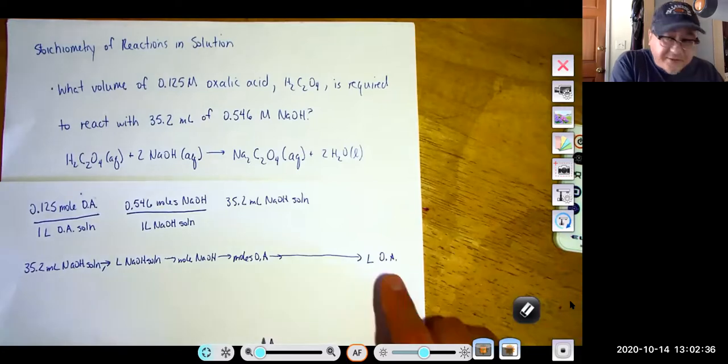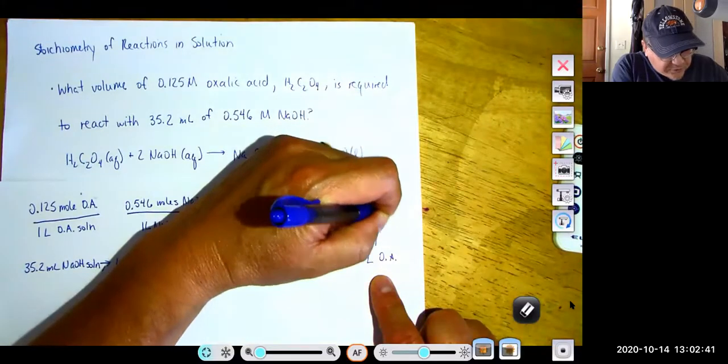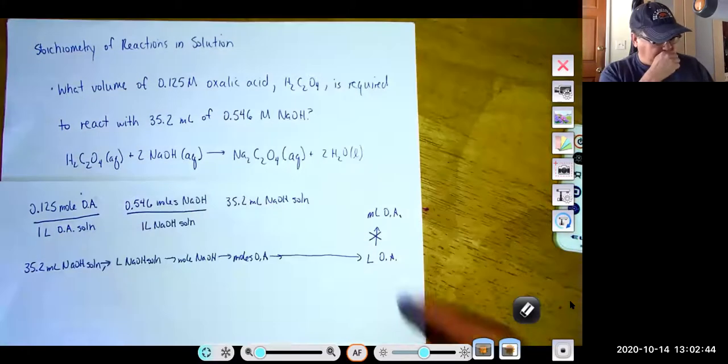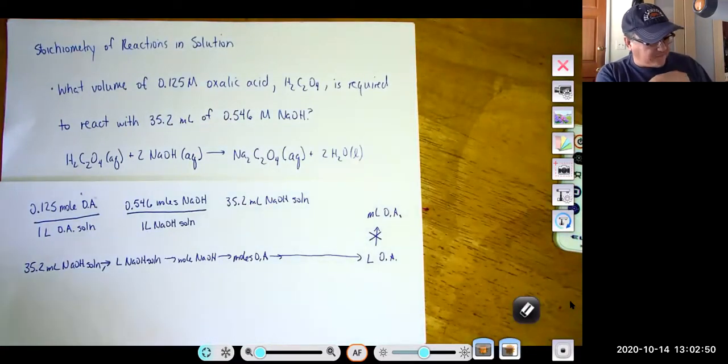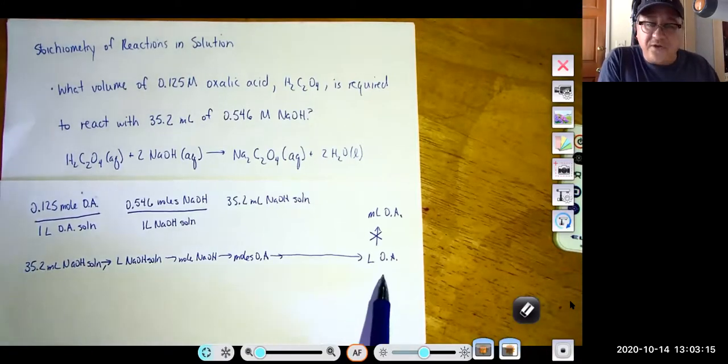Now, notice here I left this as liters of oxalic acid, and I did not bother converting this to milliliters of oxalic acid. The reason I didn't do that is because the question didn't ask me for milliliters. So why would I do extra work when I don't have to? In addition, when I do that extra work, I might mess it up. So if you mess it up, you're going to hurt yourself for the correct answer. So don't do more than you really need to. And if they give you a choice for volume, go with the easier volume to get to.